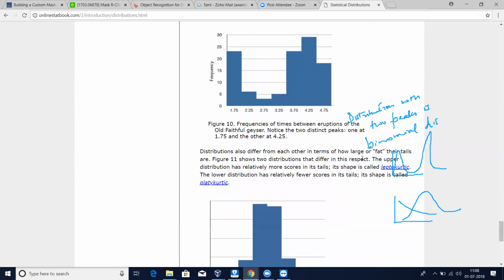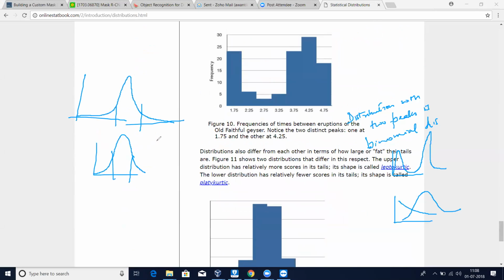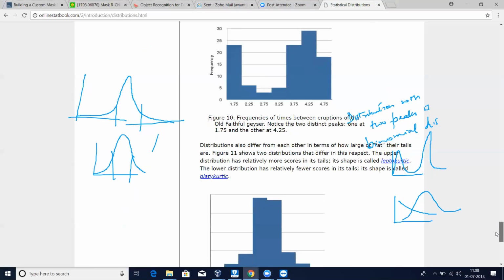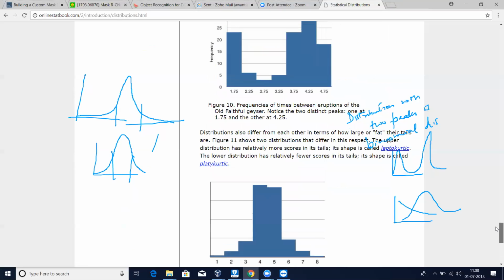Okay, so there is a term here. Distributions also differ from each other in how large or fat their tail is. What are the tails of a distribution? So if the tail is like this versus the tail is like this, the tail is thicker here, right? The tail is thinner here. So these are different types of distribution.